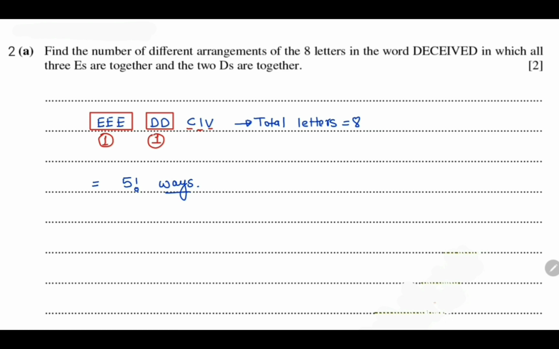I'm not going to do 3 factorial and 2 factorial for E and D respectively, because the 3 E's are identical and the 2 D's are also identical. So that's why I'm not going to multiply this with 3 factorial and 2 factorial. Let's move to the next part.